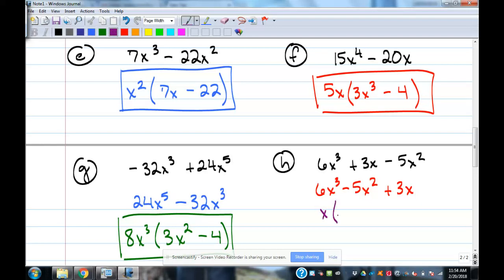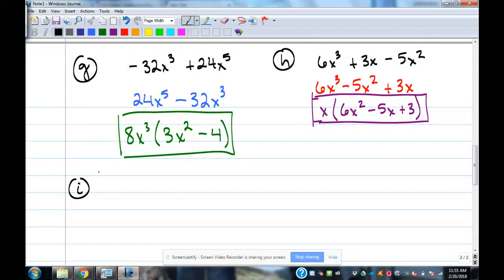What's left in the parentheses? Good job. And we factored out the greatest common factor of 3 terms. If there were 17 terms, you'd do the same idea. It just gets longer. 3 terms is about as long as they get in our particular course.